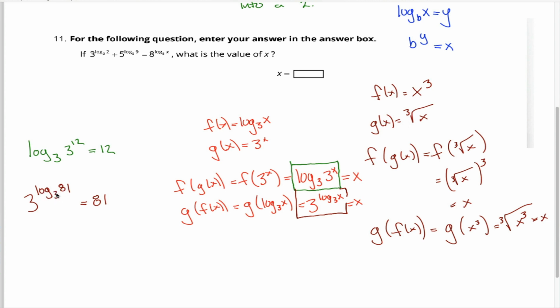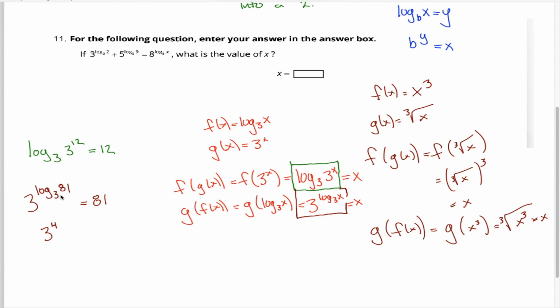What is that special power that 3's need to be raised up to change them into 81s? Well, it's a 4, right? Because this 3 to the 4th power is equal to 81. So the log base 3 of 81 is just 4. So this expression is 3 to the 4th power. What's 3 to the 4th power? 3 times 3 times 3 times 3 is just equal to 81. Two different ways to see that 3 raised up to the log base 3 of 81 is equal to 81.